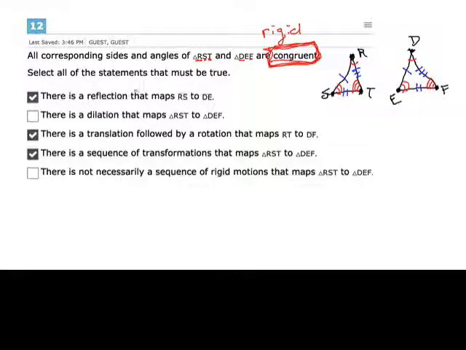So remember, reflections means it flips over. It's like looking at it in a mirror. It's backwards. But it's a rigid transformation. It doesn't change the shape or the size. Dilation makes it bigger or smaller. That does change the size. So it's not rigid, which means it can't work with congruent. Translation means it slides it without rotating it or flipping it over. So it just slides it like a card on the table. And a sequence can mean any of those above.